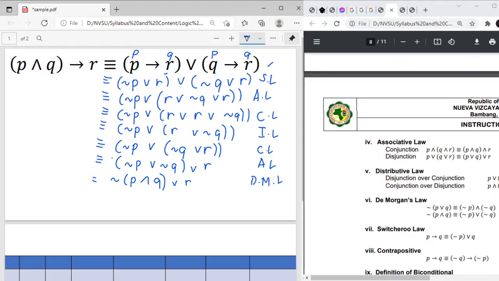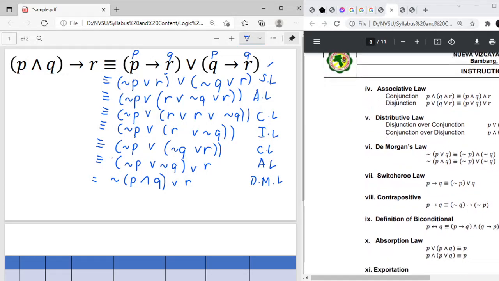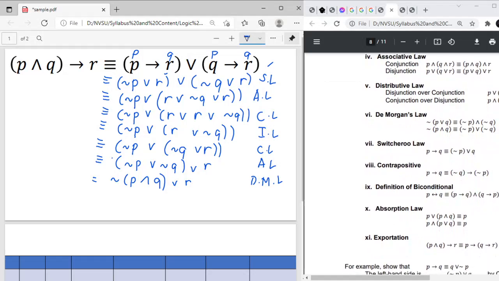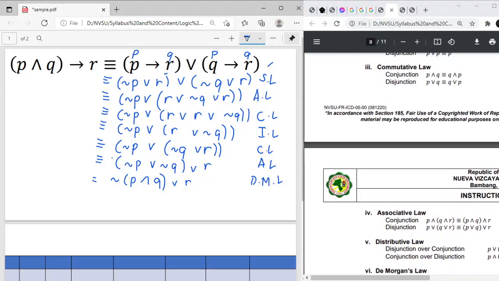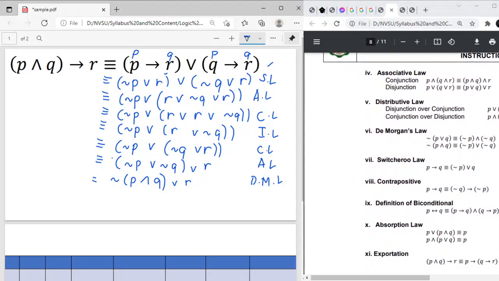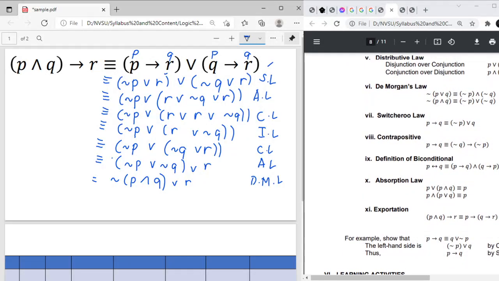Ayan. Next, tignan ulit natin dito kung ano yung mga pwede natin gamitin for conjunction. So, yung conjunction natin dyan, ano pa kayo mga pwede natin gamitin? Or, yeah, disjunction pala, sorry. For disjunction, pwede natin gamitin ang switcheroo. So, that is, P implies Q is logically equivalent to not P or Q.